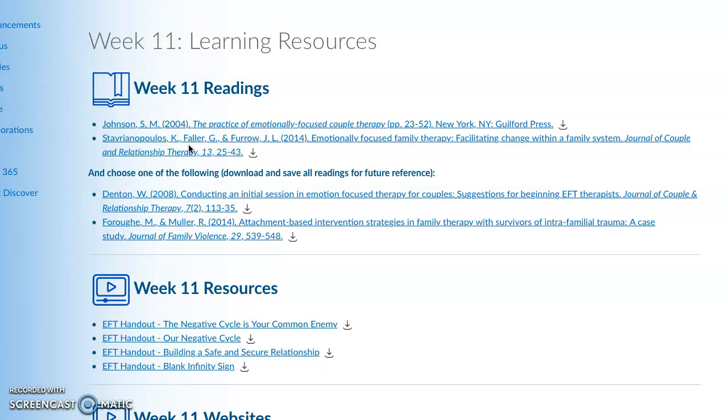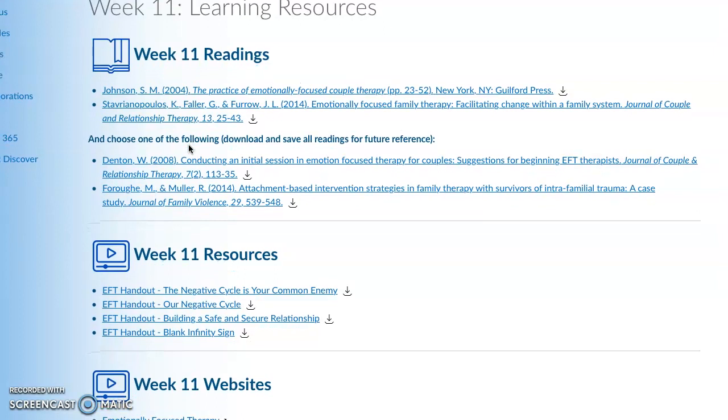This week will be focused on emotionally focused therapy. Emotionally focused therapy is generally couples therapy, but can also be adapted into emotionally focused family therapy for work with families as well. The premise of emotionally focused therapy is very much based in attachment theory, so you will also be noticing some themes based in attachment throughout your readings. You have two required readings this week, as well as choose one from this optional grouping here.